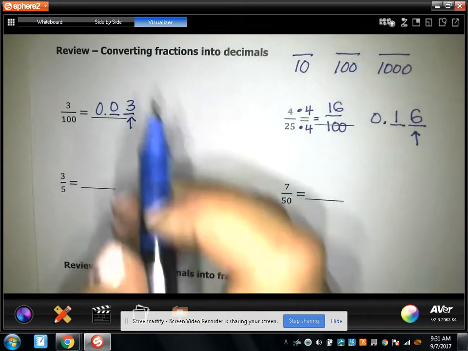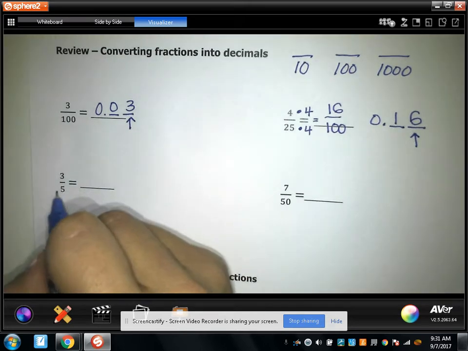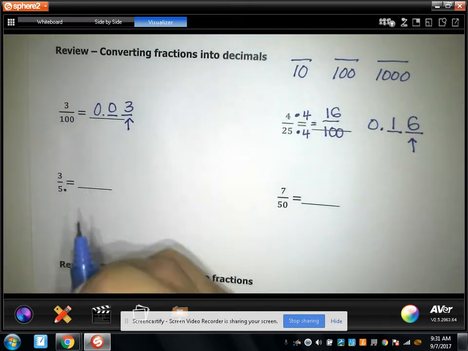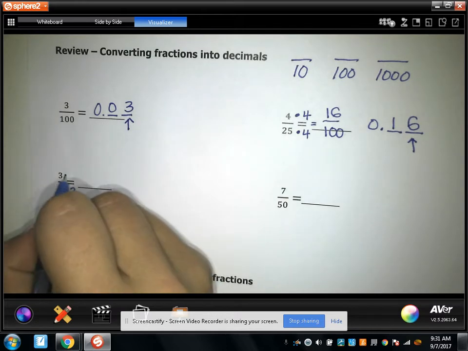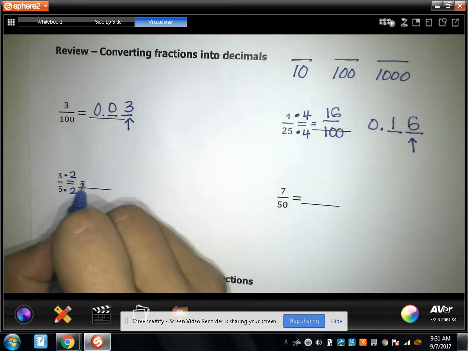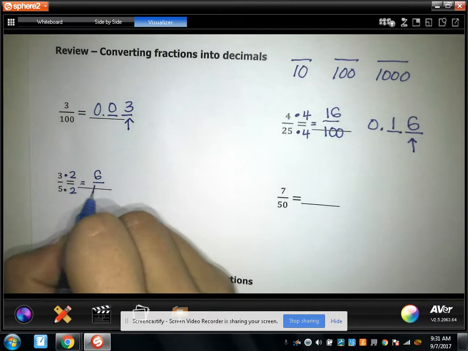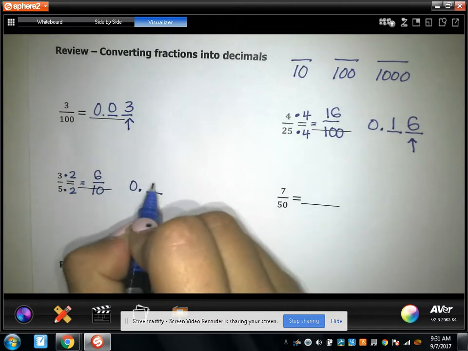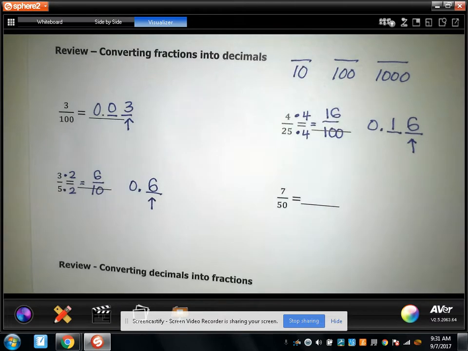Okay, 3/5. Man, I really wish that this was over 10. So to get this over 10, I'm going to do 5 times 2, which means I have to multiply the 3 times 2 as well. And I get 6 over 10, which means I'm going to put a 6 in the tenths place. So the answer is 0.6.